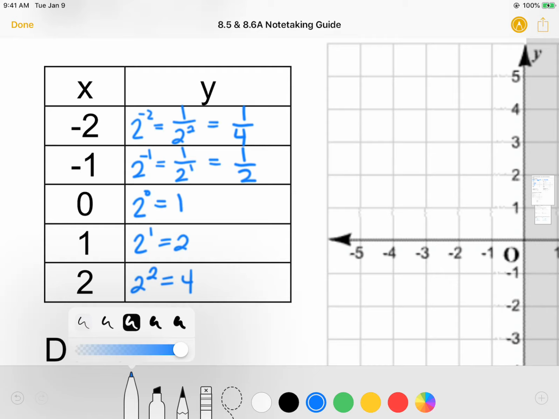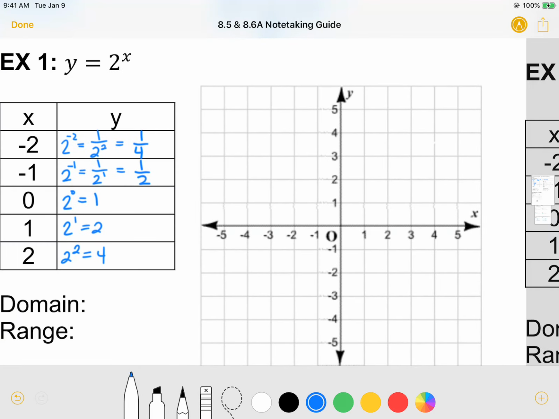Okay, so let's put this stuff on the graph. So let's see here. We have -2, 1/4. We have -1, 1/2. We have 0, 1, 1, 2, and 2, 4. Okay, so as you can see, the graph is going to come from the left. It's going to travel along the x-axis, and then it's going to start curving up, and it's going to shoot off to the sky. Okay, so let's talk about domain and range.